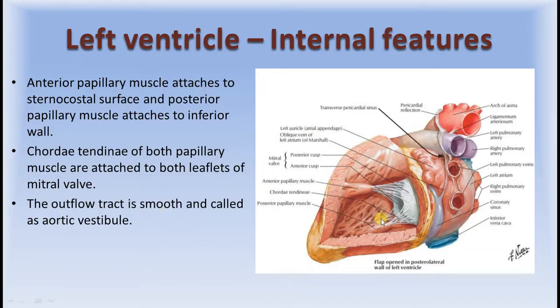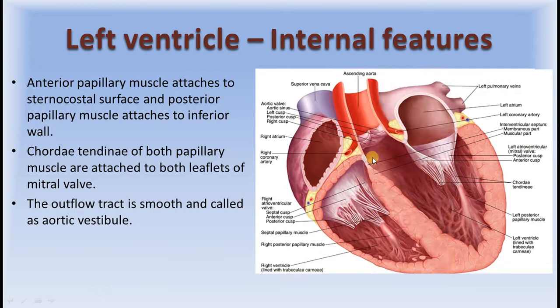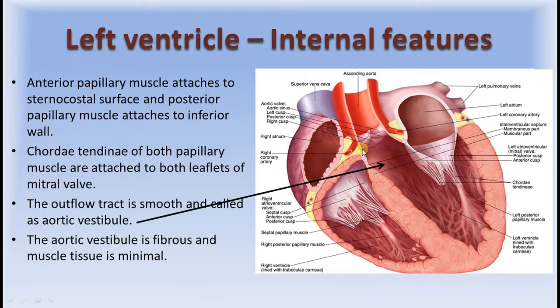So the outflow tract is actually called the aortic vestibule. Okay. So that is actually called the aortic vestibule. I told you this part, by the anterior leaflet and by the subaortic curtain, separates the inflow tract from the outflow tract. The aortic vestibule is again guarded by semilunar valves. Okay. This aortic vestibule is almost fibrous. There is no muscle tissue at all. Very scanty or minimal muscle tissue. It is mostly fibrous.